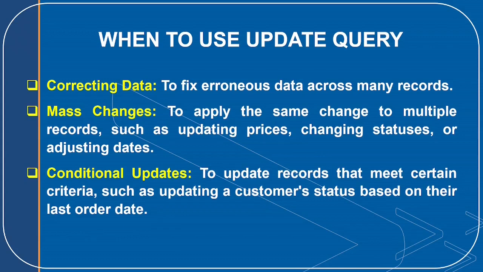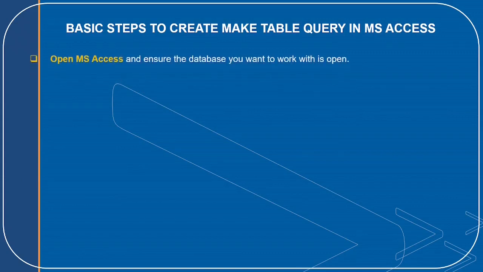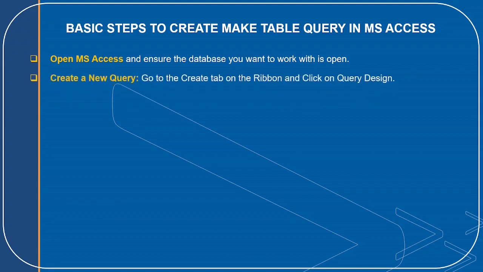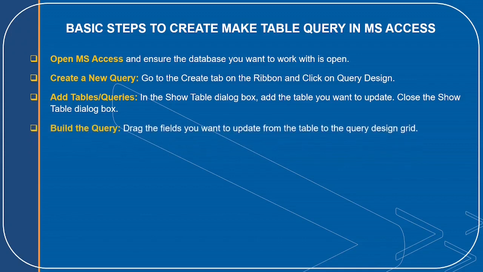These are the steps to create update query in msaccess. 1. Open msaccess and ensure the database you want to work with is open. 2. Create a new query, go to the Create tab on the ribbon and click on Query Design. 3. Add tables/queries, in the Show Table dialog box, add the table you want to update. Close the Show Table dialog box.